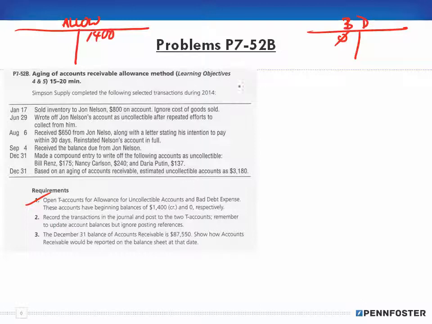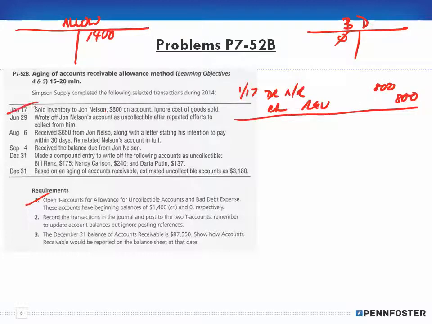All right, so on 1/17, sold inventory to John Nelson, $800 on account. You should know how to do that by now. So we're debiting accounts receivable, crediting revenue for $800.